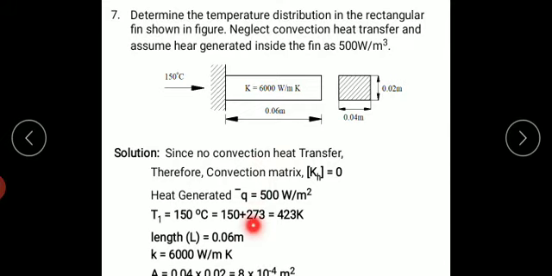What is the length? Length is 0.06 meter. And what about the K value? K is 6000 watt per meter Kelvin. What is the area? Area of the rectangle is length into breadth, 0.04 into 0.02. I got 8 into 10 raised to minus 4 meter square, that is nothing but 0.0008 meter square. Okay. Now we shall start the problem.